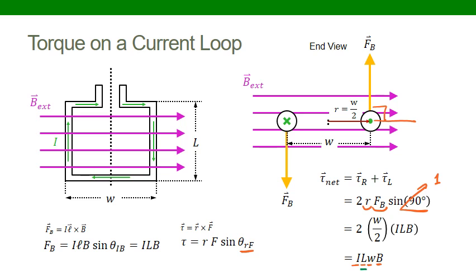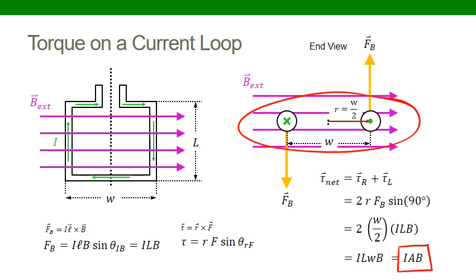Well, length times width, that's going to give us an area, specifically the area of this rectangle, this region in here. So we can actually generalize this to systems that aren't rectangular by simply saying, well, what if we just took the area? And believe it or not, this is a general result. If I take the current in my wire loop times the area of that loop times the magnitude of the magnetic field, I will get the torque. But be careful, that is the torque for this specific orientation of my loop in my magnetic field.